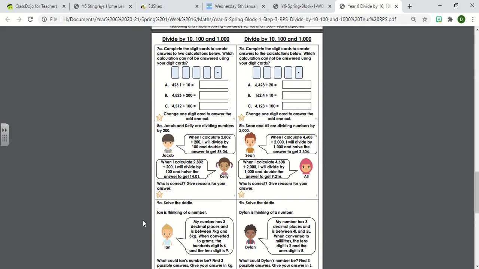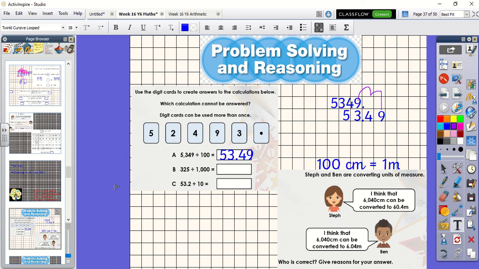Okay, please email your work to either myself or Miss Davis Moore, or send it to us on Dojo, and we will be adding 2 dojos for every piece of completed work that you send in.